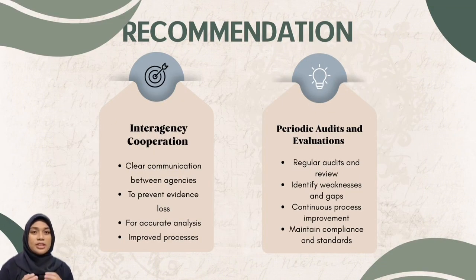Fourth, interagency cooperation. Interagency cooperation is important to ensure digital investigation runs smoothly and evidence is properly understood. Poor communication between agencies can lead to evidence being lost or misprinted. In a large-scale cyber attack, cooperation between technical experts, police, and courts is important for accurate evidence collection and analysis. Therefore, better information sharing, clear communication, and joint training are needed to improve investigation speed and evidence accuracy.